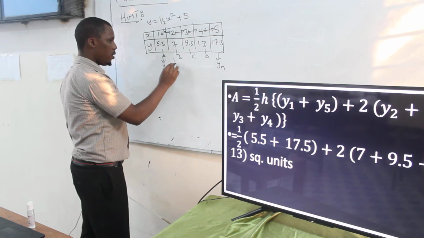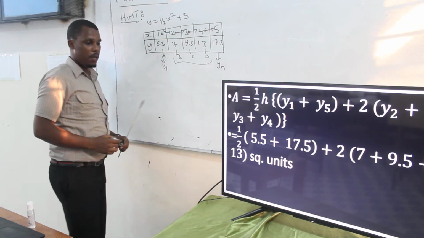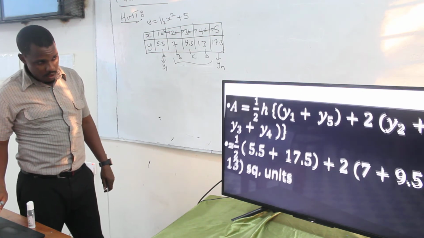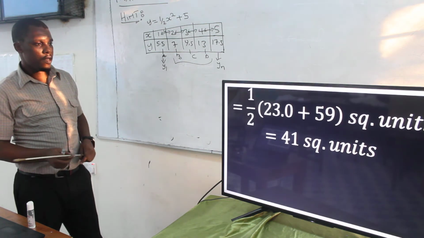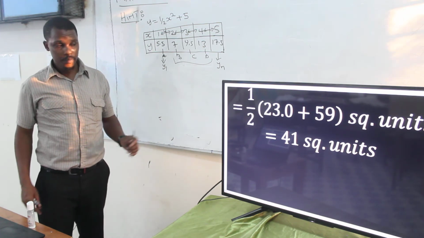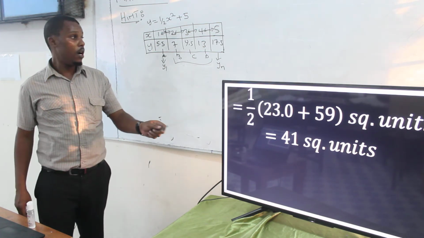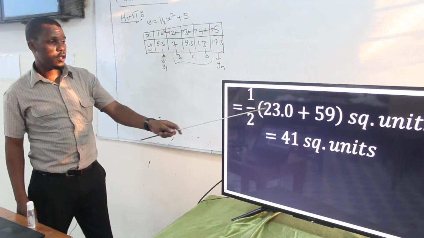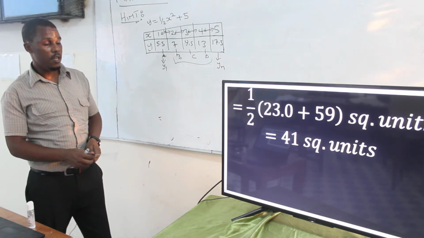So these ones are the ones that you're going to multiply by 2 from the formula. When you do that, you carry out your substitution. This is what is going to happen. So you can see here we're having 23.0, that is when you add the first two, you get 23.0, then the other one is going to be 59.